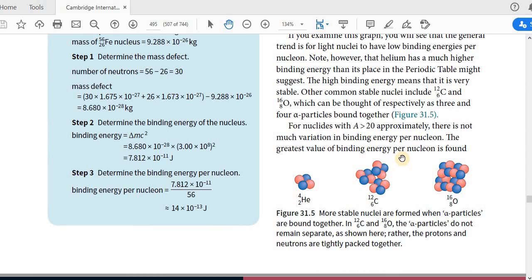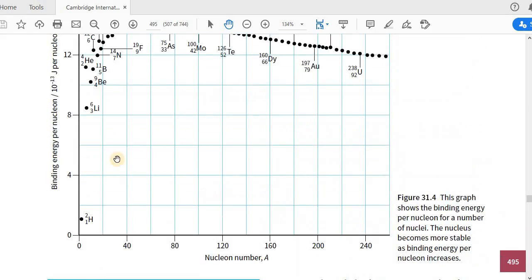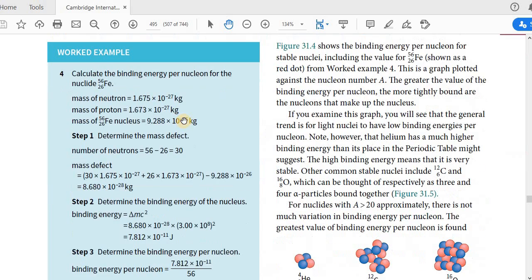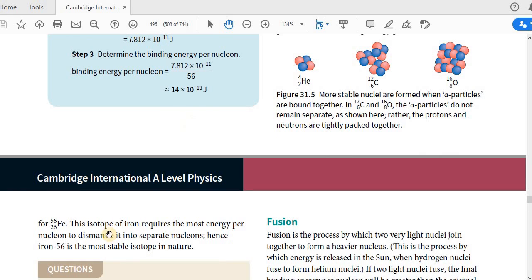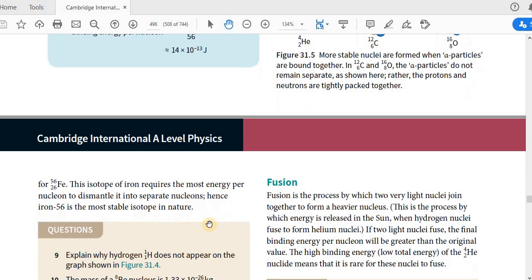The greatest value of binding energy per nucleon is found for iron, and I told you before that iron is right at the top there. So binding energy per nucleon is highest for iron. Iron 56. This isotope of iron requires the most energy per nucleon to dismantle it into separate nucleons. Previously we learned the definition of binding energy. So binding energy highest means it will require the most energy per nucleon to dismantle it into separate nucleons. Hence iron 56 is the most stable isotope in nature. Okay, I hope that's clear.